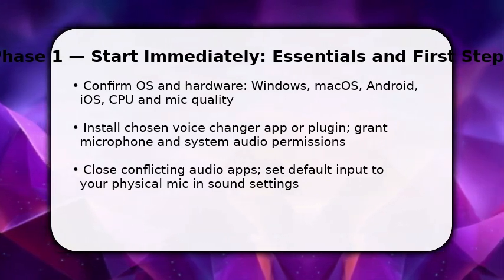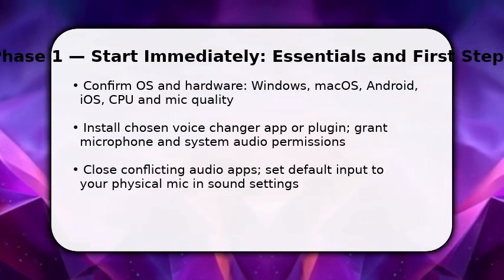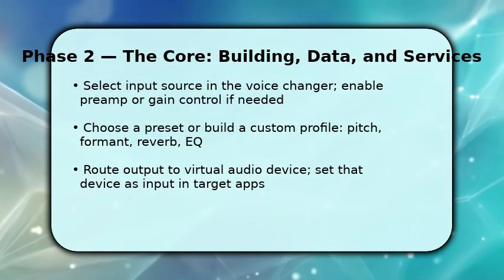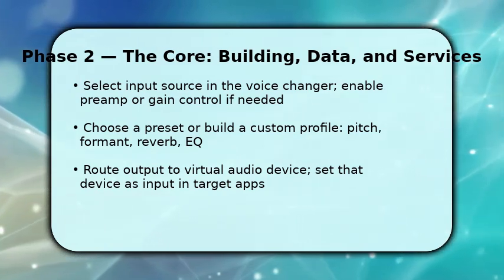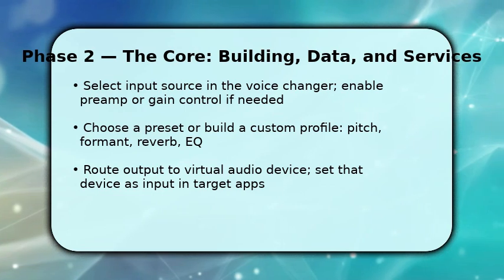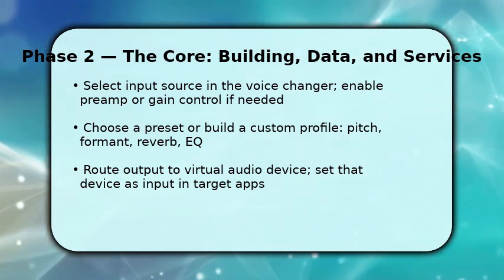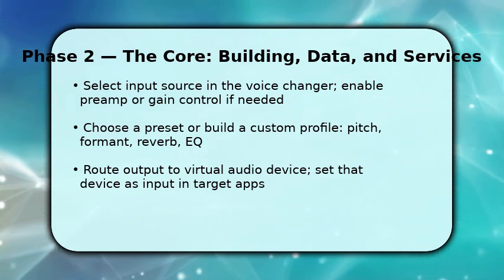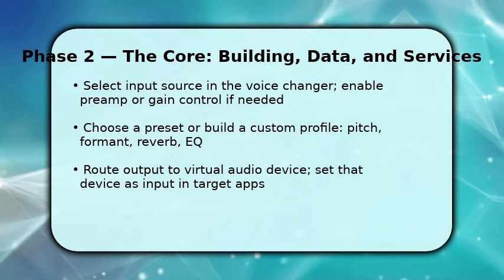This first step prevents conflicts and ensures the voice changer can intercept clean audio, which is why you must now focus on routing and sound design. In the voice changer, select your physical mic as the input and enable any preamp or noise gate to reduce background hiss. Then pick a preset or craft a custom profile. Adjust pitch, formant, reverb, and EQ slowly so the voice stays intelligible.